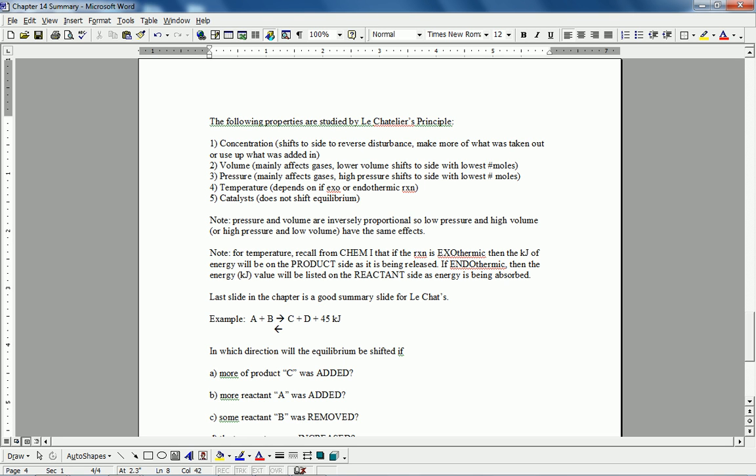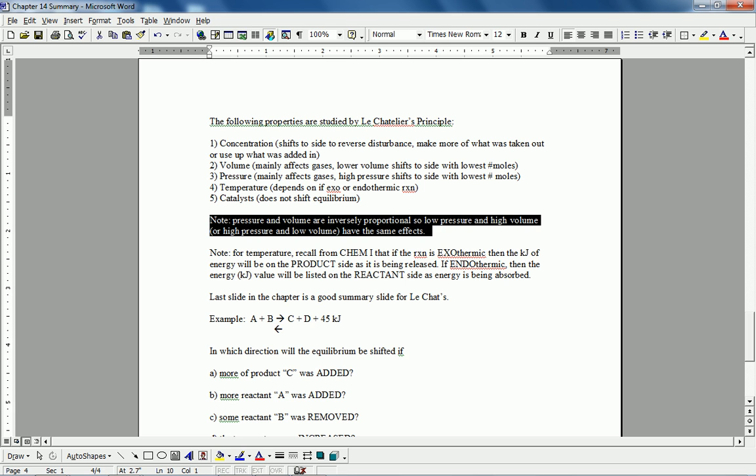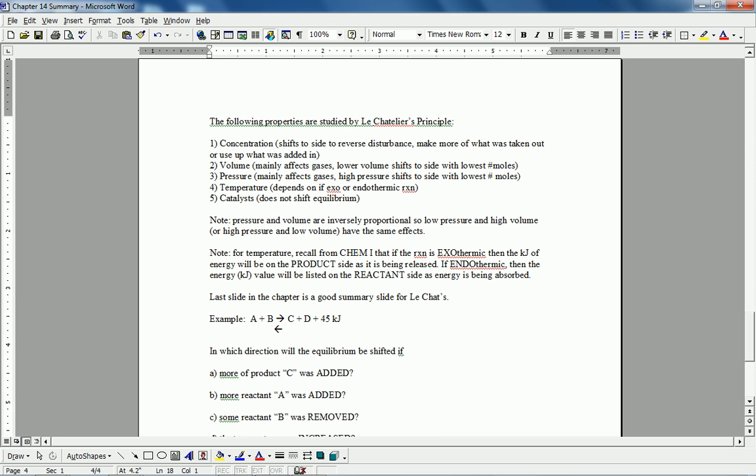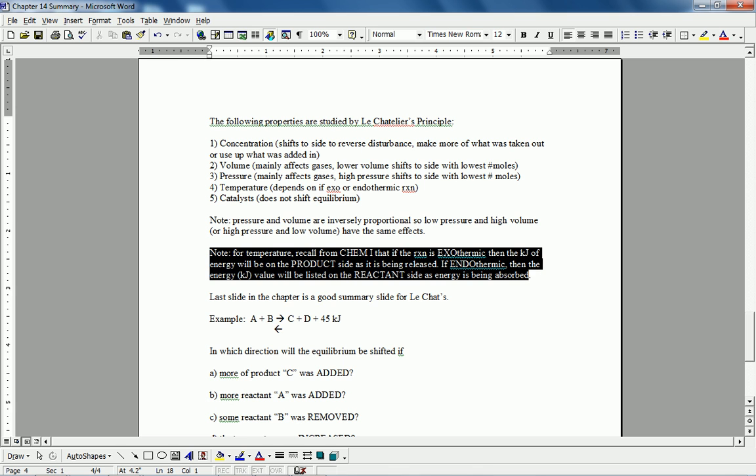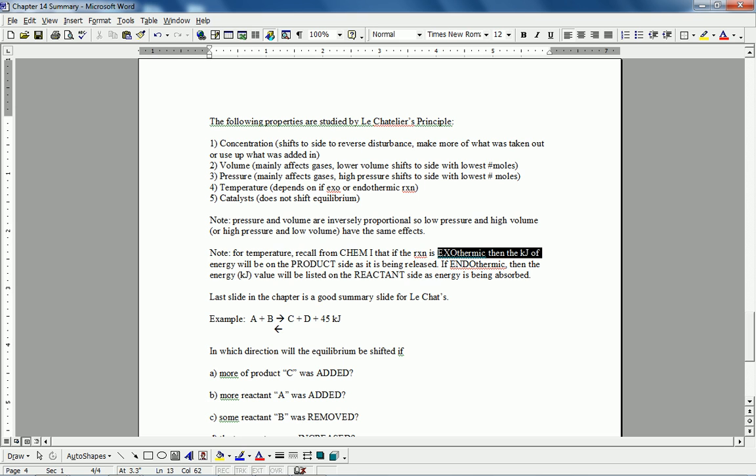Okay, so there's a note here, of course, about the pressure and volume relationships that I had mentioned. A note here on temperature again. Please recall from Chem 1 that if a reaction is considered to be exothermic, then heat is actually considered to be a product. So you will actually see the energy values written in terms of products. And this is an example right here where you can see A plus B produces C plus D and 45 kilojoules of energy. Given that the 45 kilojoules of energy are in the product section, that means they are produced and released, making this particular example an exothermic reaction.